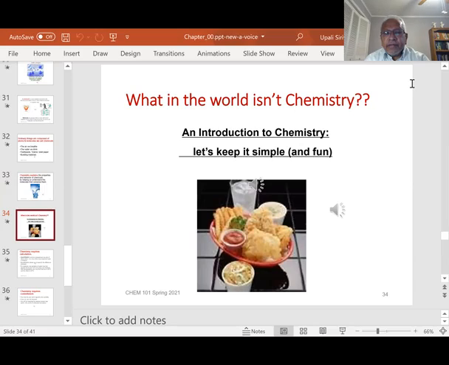What in the world is in chemistry? If you look at the picture down there, they are made out of matter. Matter is anything that has mass and volume. So therefore, they are complex mixtures of matter. So you have to understand everything is made out of chemicals.